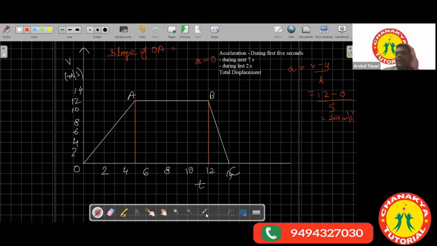Harshit, your first part is incorrect. For the first part, it's 2.4, not 2.8. And the remaining two are correct. Got it?